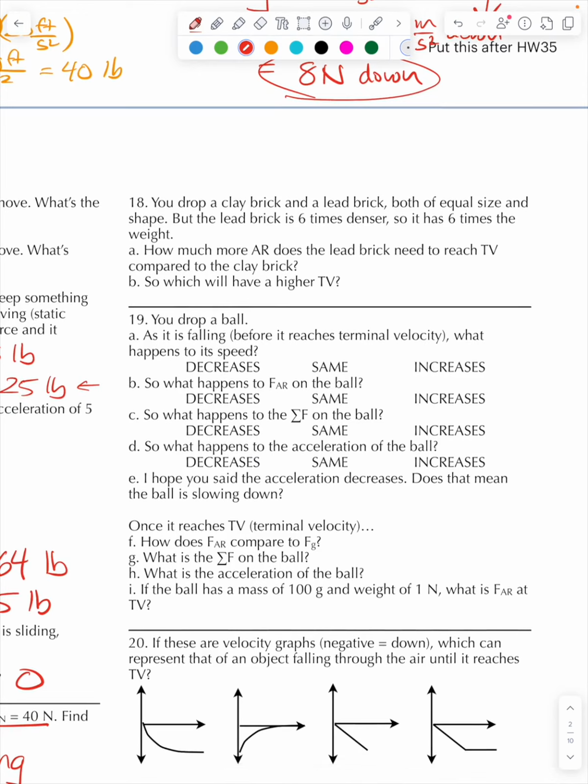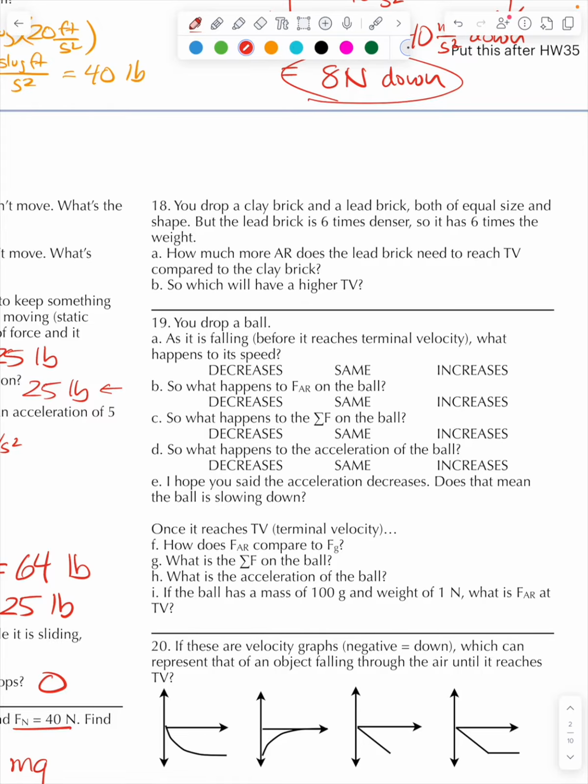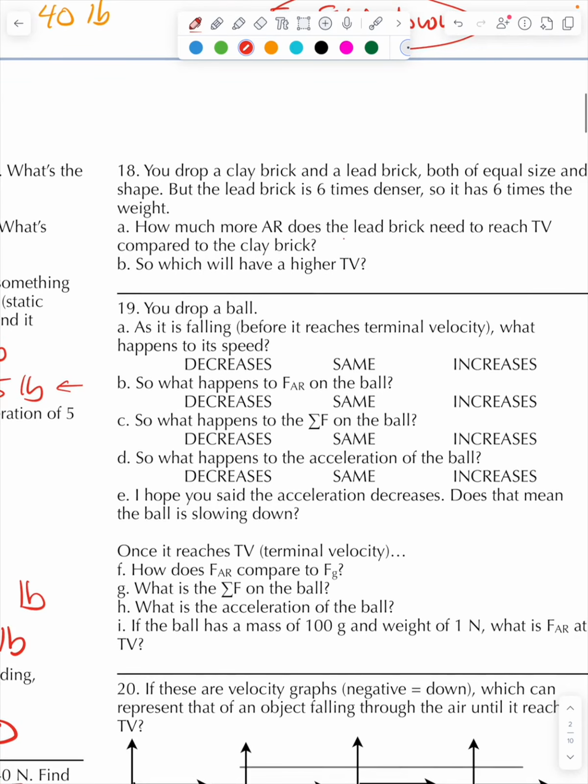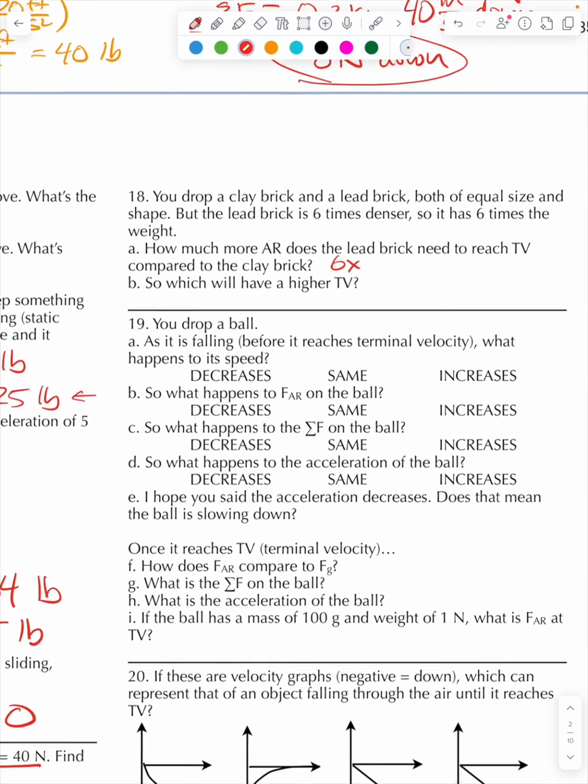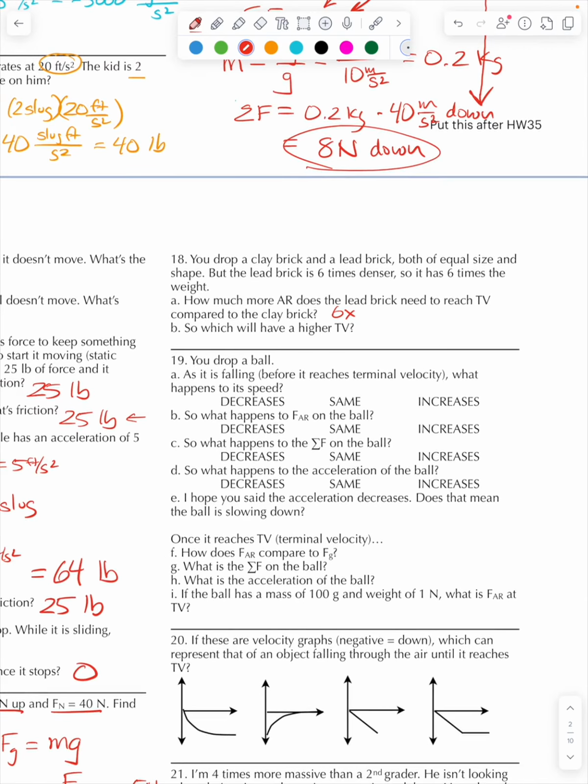Question 18, you drop a clay brick and a lead brick, assuming you know the lead brick is heavier, both of equal size and shape. But the lead brick is 6 times denser, so it has 6 times the weight, assuming, again, that they're the same size. How much more air resistance does the lead brick need to reach terminal velocity compared to the clay brick? Well, it needs 6 times more because, again, to reach terminal velocity, the air resistance has to equal the weight of the object.